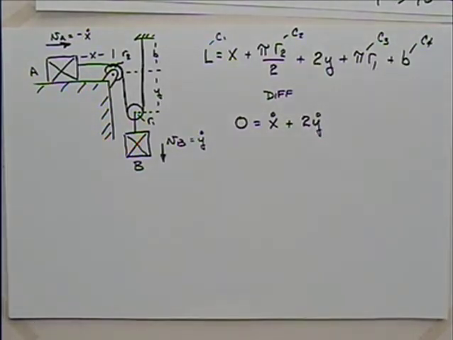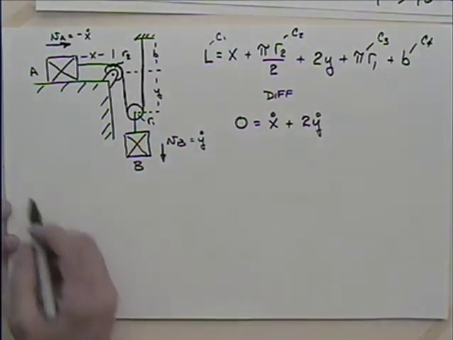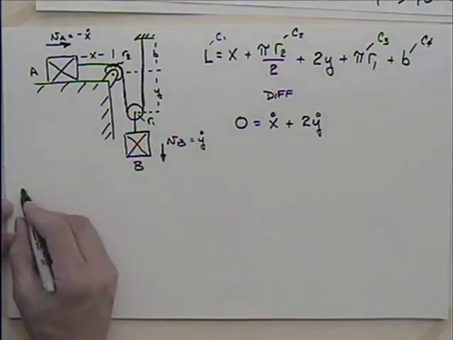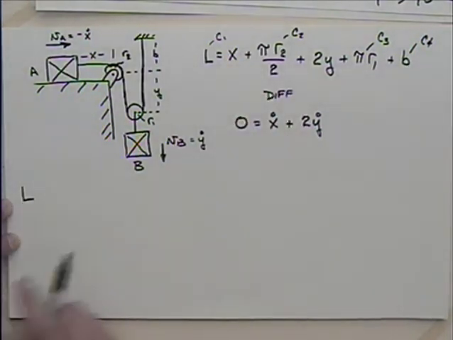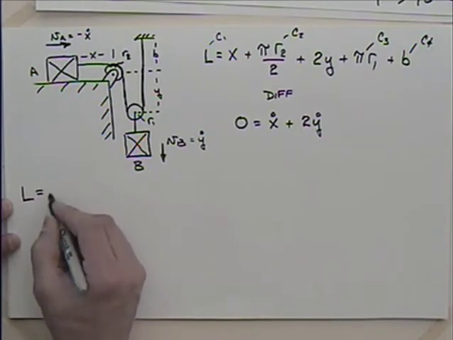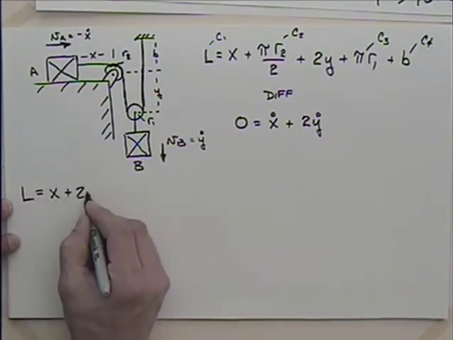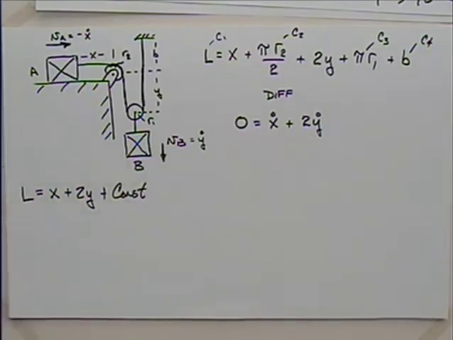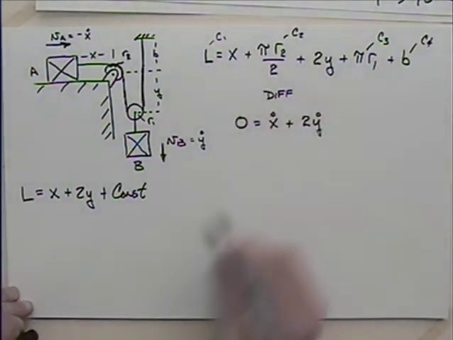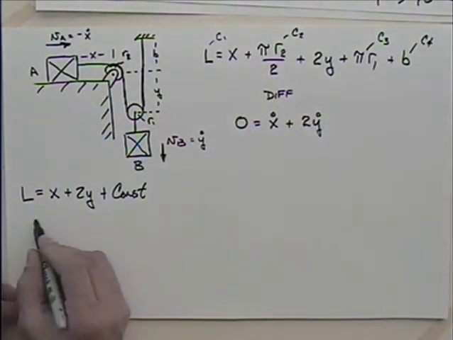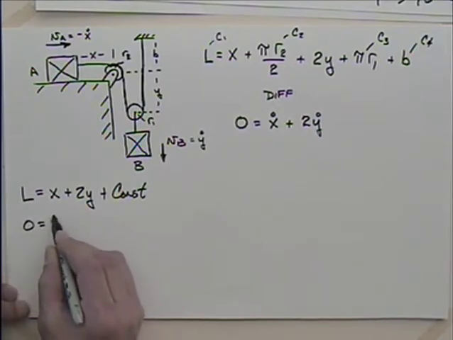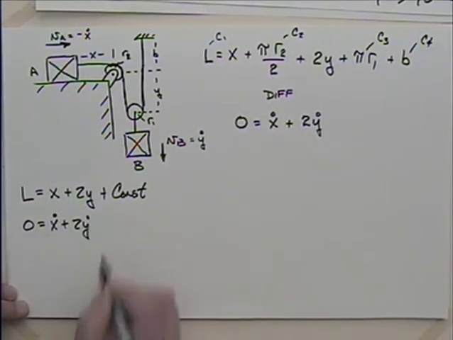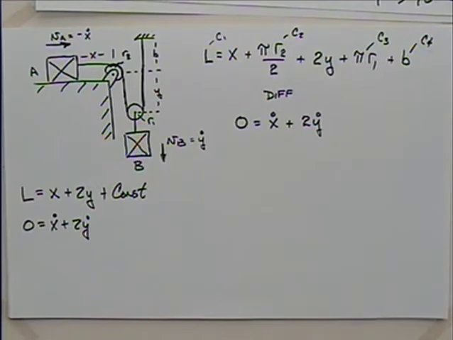So a lot of times when I go through this, if I were to talk about the length of this, I'm not going to mess around with the circumferences. I just say that the length is equal to x plus 2y plus some constant. I just group all the constants together, right? I mean, this will be the one and only time I go through this accounting. But if I were to differentiate this, I still get 0 is equal to x dot plus 2y dot, right? When you take the derivative of the constant, you get 0.